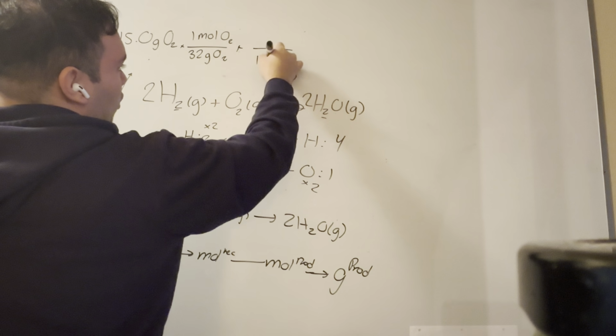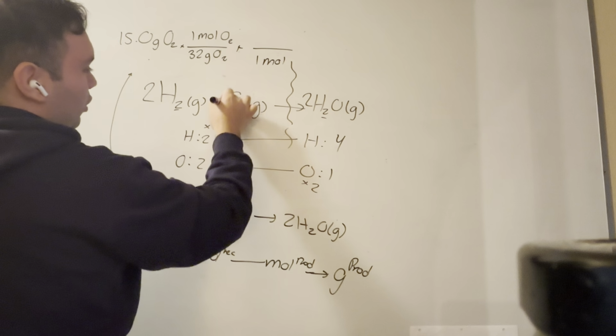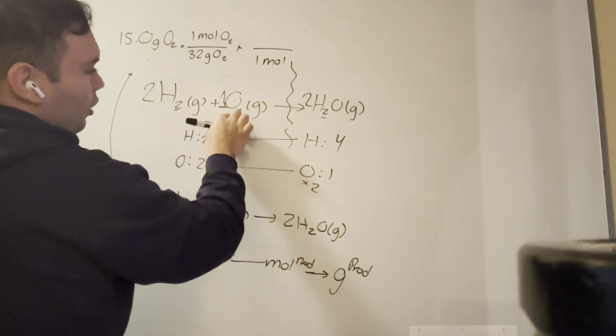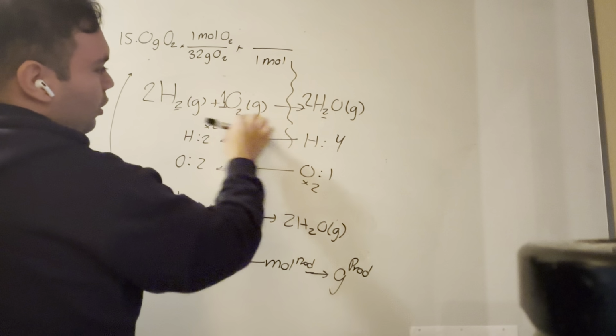So in 1 mole of oxygen, this is an invisible 1 here, there's 2 moles of water. Just by looking at these coefficients, we get that. And this is why balancing the equation is so important.